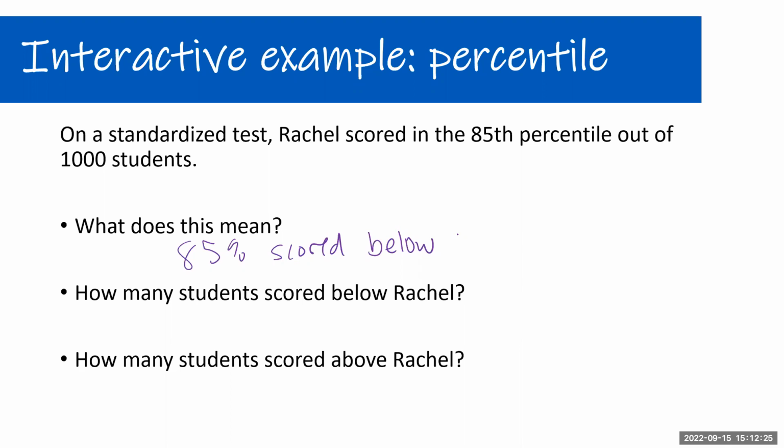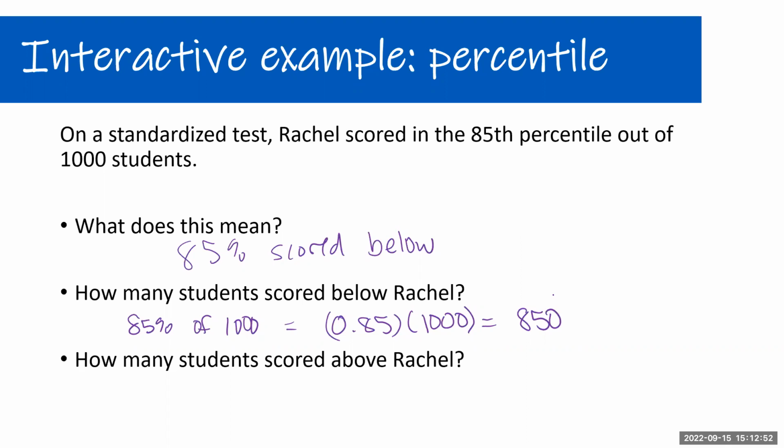So how many students scored below Rachel? Well, 85% of 1,000 scored below her. So that's going to be 0.85, or 85 over 100, times 1,000, just like we learned in Unit 1, which is going to be 850. 850 students scored less than Rachel.